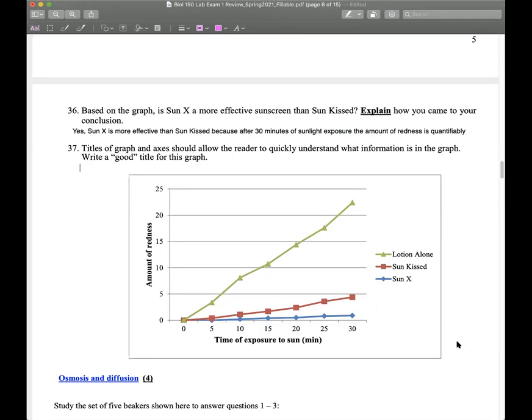And what would be a good descriptive title for this graph? The effectiveness of sunscreen. Okay, so effectiveness of sunscreen, that's a good start. When exposed to direct sunlight for 30 minutes? Okay, yeah, effectiveness of sunscreen when exposed to direct sunlight for 30 minutes, yeah.